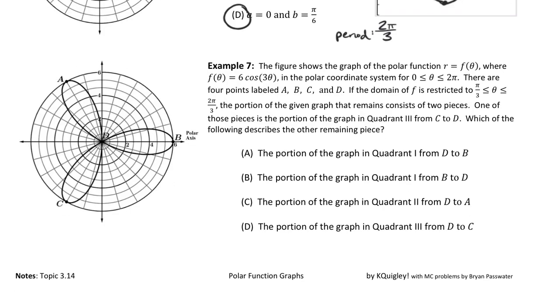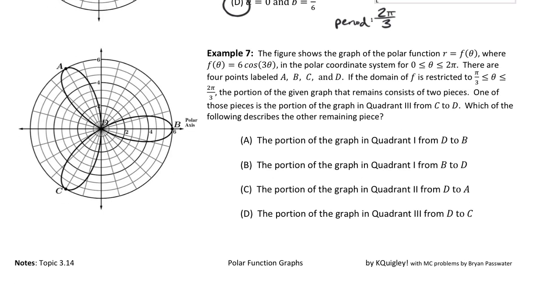Let's do it. Example 7 says the figure shows the graph of the polar function r equal to f of theta, where f of theta is equal to 6 times the cosine of 3 theta in the polar coordinate system between 0 and 2 pi. Have you noticed I've said that same sentence pretty much every problem? Those are going to be the same setup for the words to let you know we're talking about a polar function. Okay? It's not necessarily a domain restriction. It is, but because we're going between 0 and 2 pi usually, that just means you see an entire unit circle worth of the polar function.